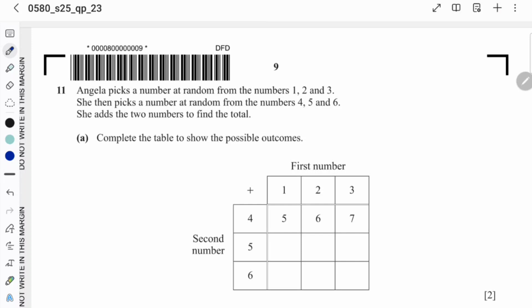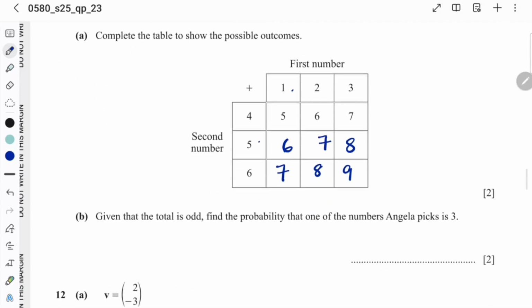So you know that 4 plus 1 is 5, 4 plus 2 is 6, 4 plus 3 is 7. We'll have to follow this, okay? Now I'm completing it. 5 plus 1, this 5 and this 1 will become 6. Then 5 plus 2 is 7, and then 5 plus 3 is 8. 6 plus 1 is 7, and then 6 plus 2 is 8, and then 6 plus 3 is 9. Okay, so the table is complete, and it was a 2 marks question.